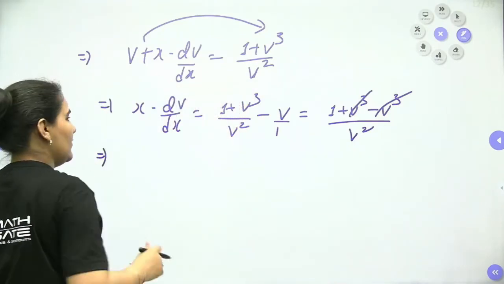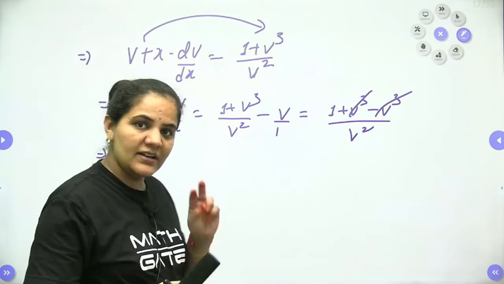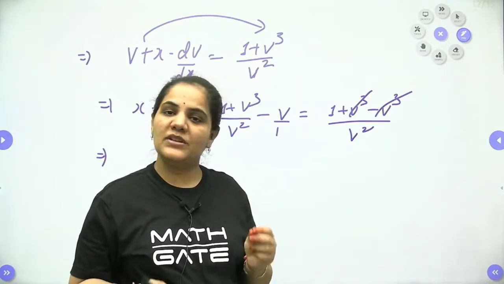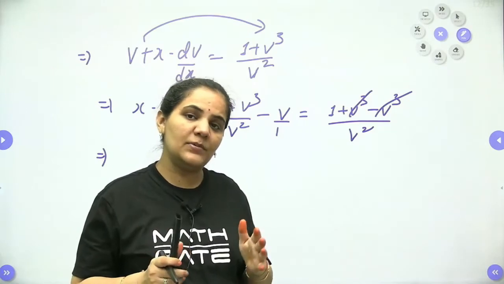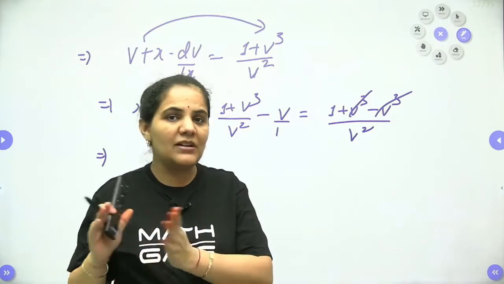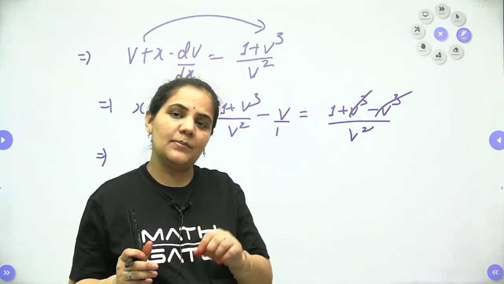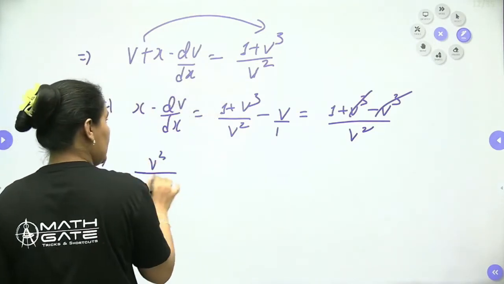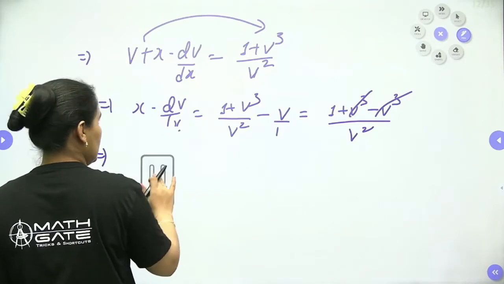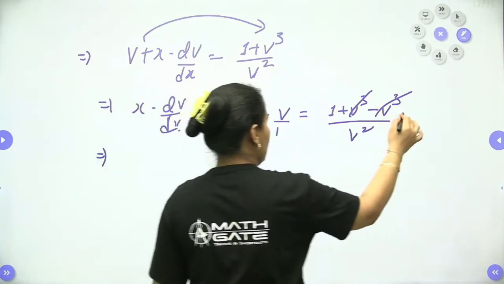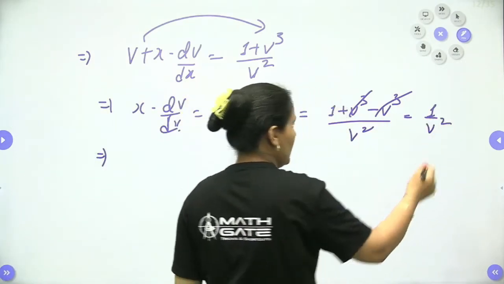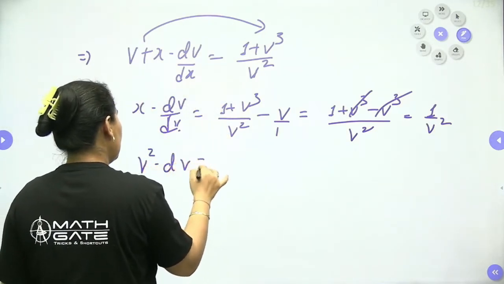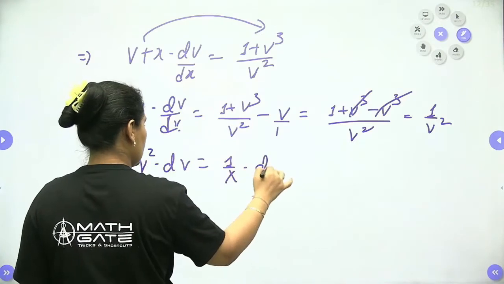Now we again have a simple equation which contains only two things, the x term and the v term. Whenever we have two terms, we can easily approach it by variable separation. We can separate the variables of x on one side and the variables of v on the other side. So it will be v square dv equal to 1 by x dx.